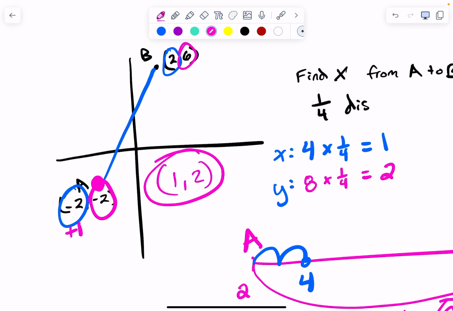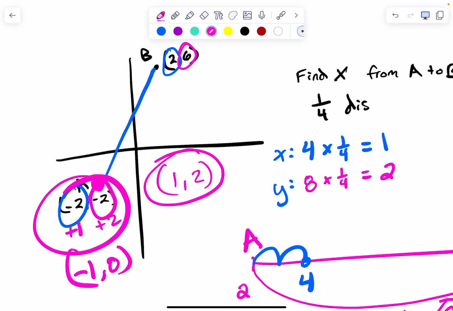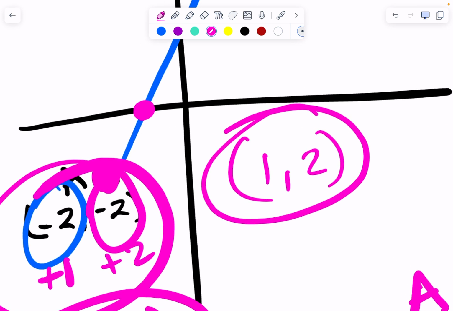So I have to add 1 and add 2 to these coordinates right here. -1, 0. -1, 0. Do you see how that works? Yes. I see what I did wrong now. So if you would put all the types of those. Now, -1, 0 is that spot, right?